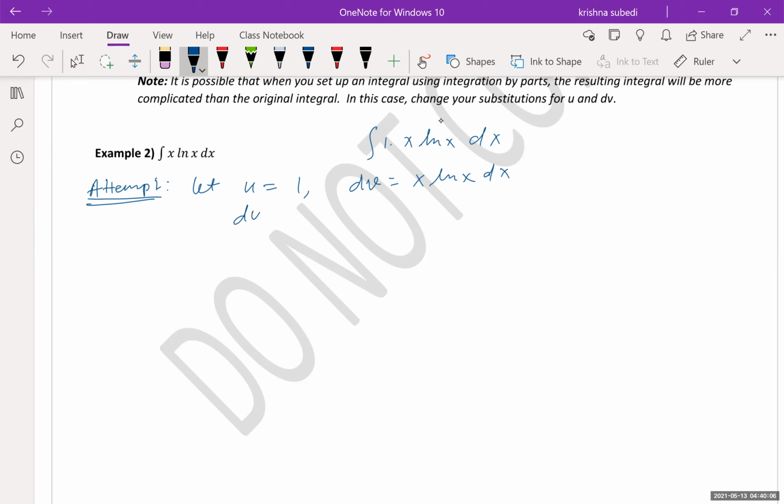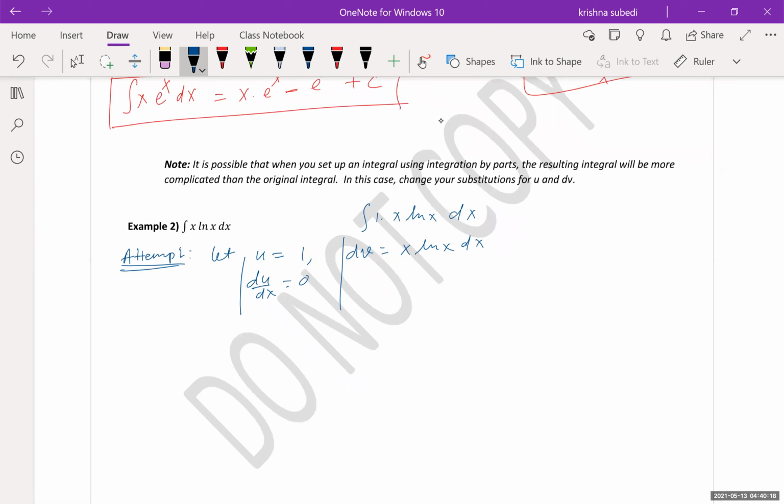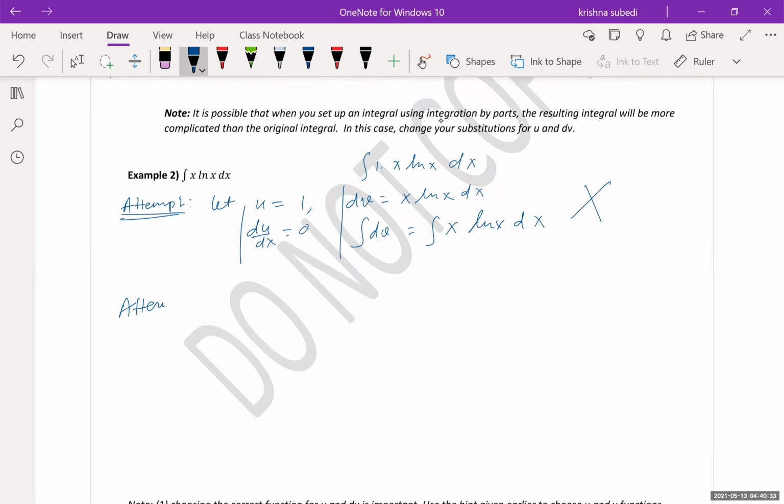Then in this case, your du over dx is 0. And remember here, what we need to do is, for u, we have to find the derivative. For dv, we need to find the integration. That's what we have seen in example 1. So if I do the integration, what do I get? It's the same question, right? It's not going to help us. So this choice is wrong. It doesn't work. Let's try. Let us suppose that u equals x ln x. I want to take the whole thing as u, and then my dv is, let's say, dx.